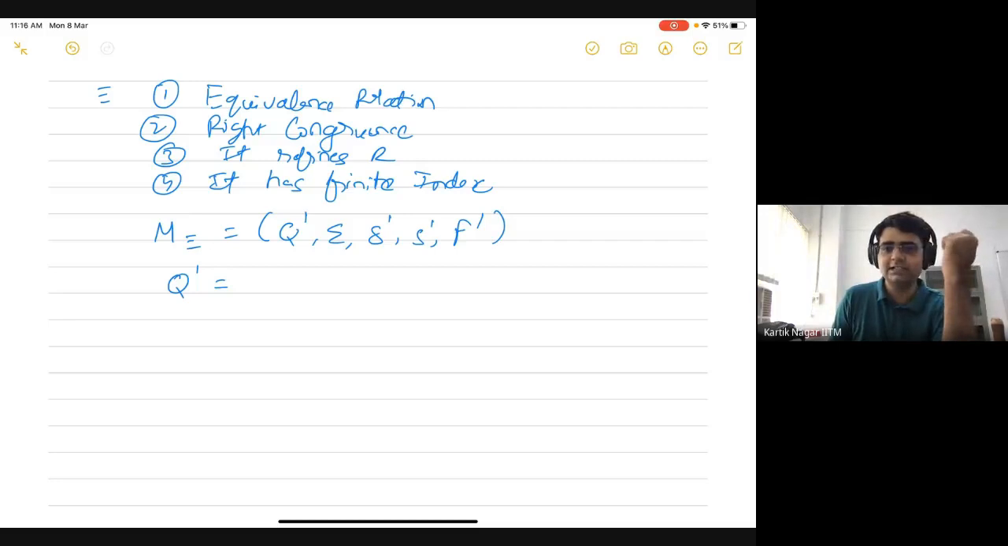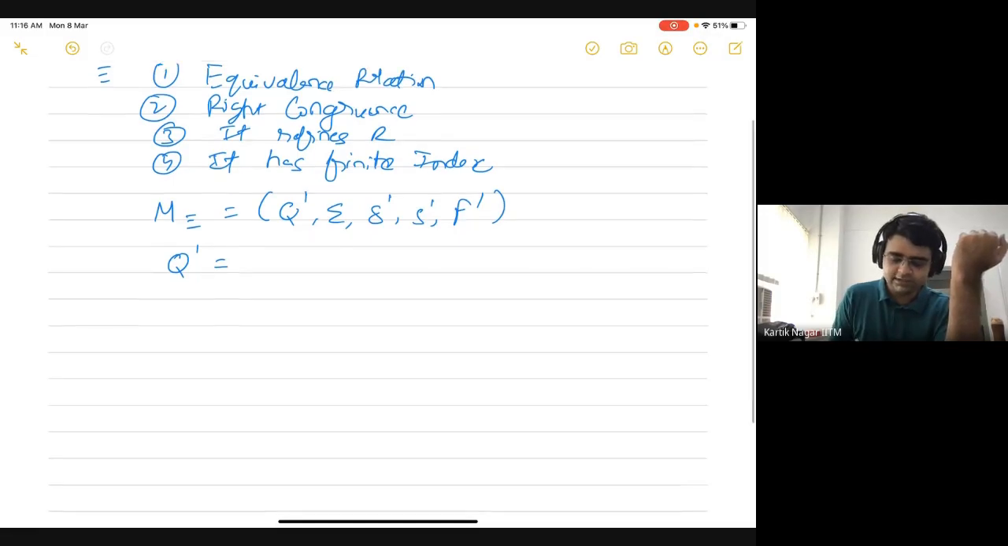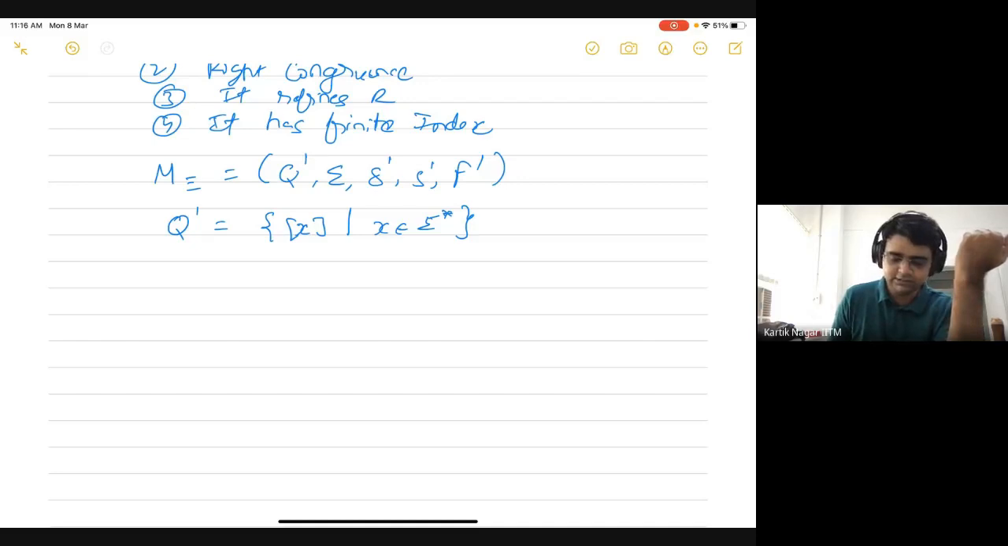Aaron is saying set of equivalence classes. Yes. Remember that we have property 4, which says that this relation has finite index, which means that it has a finite number of equivalence classes. So I can take the set of equivalence classes of this relation as the state space of this DFA. This is the set of equivalence classes of x, where x belongs to sigma star. We know that this set is finite, so we are safe.